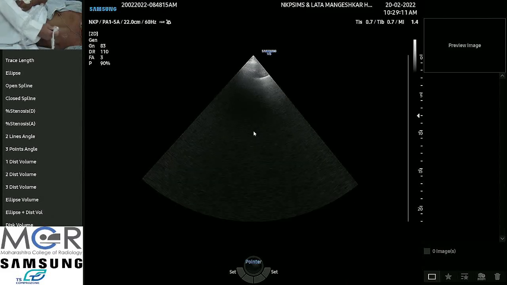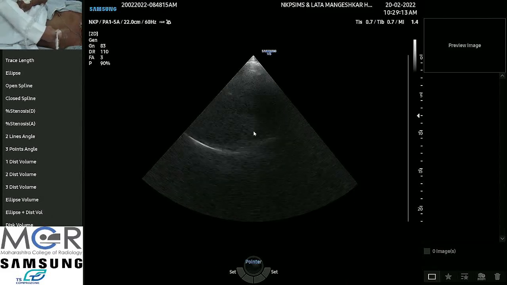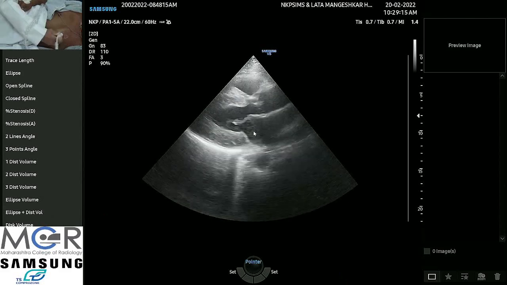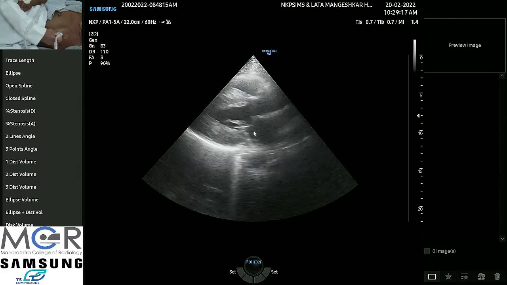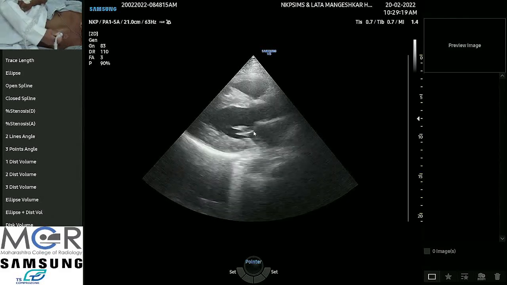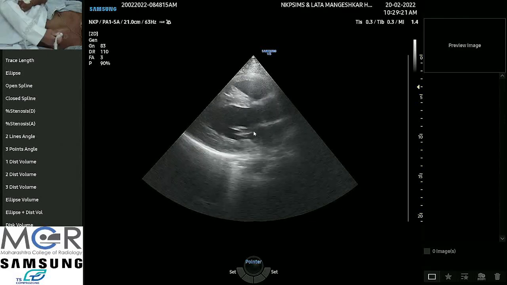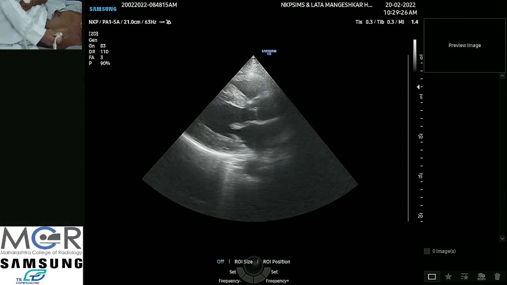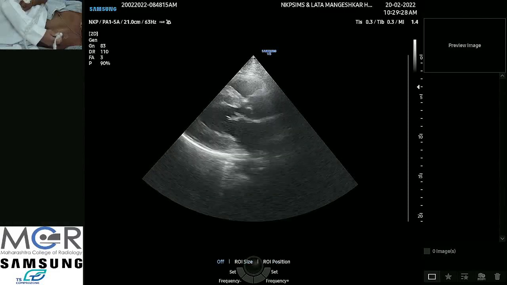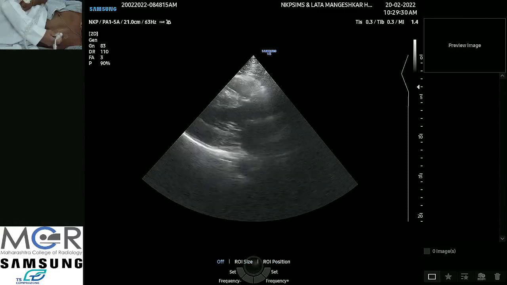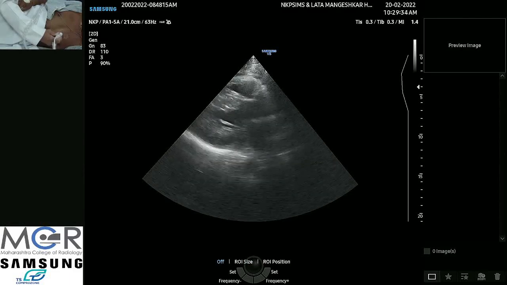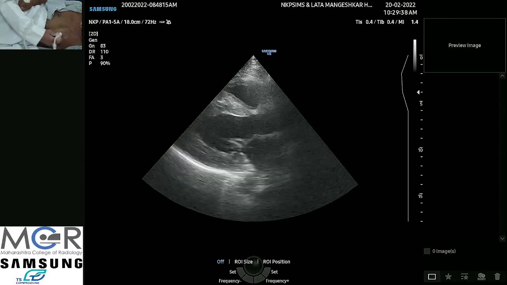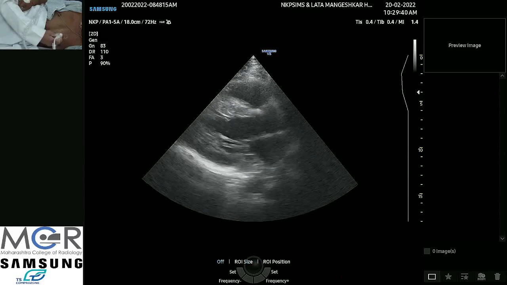Now here I feel the right ventricle is more noisy. So I can use TGC, or I can adjust the gain with time and reduce some echoes from here. Now it looks beautiful. The noise has gone. Okay.